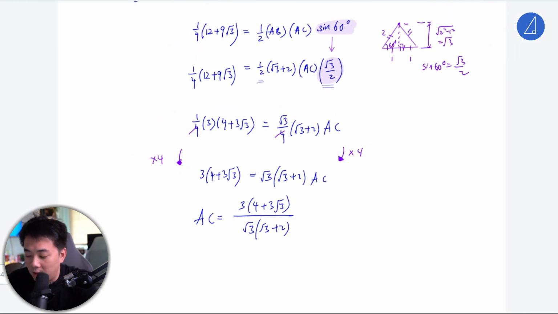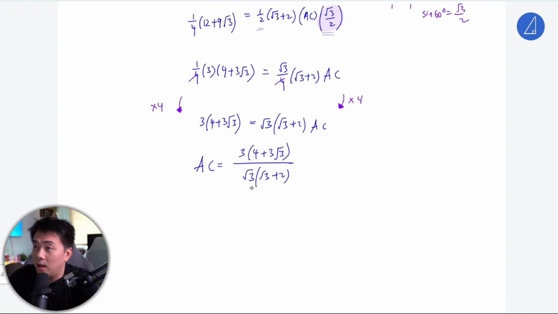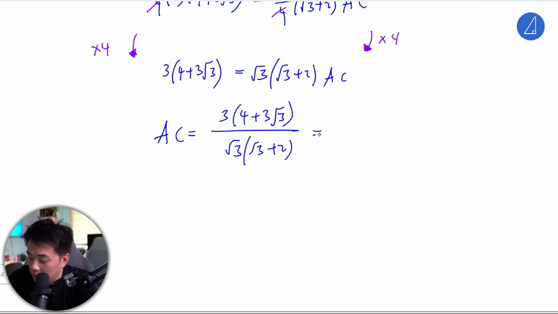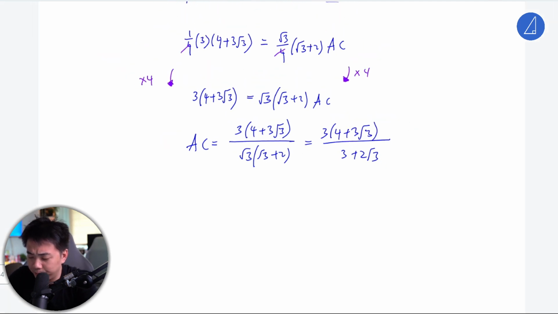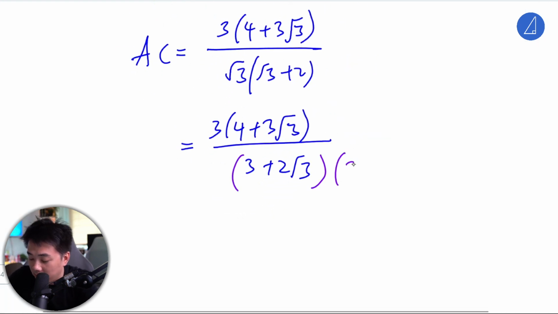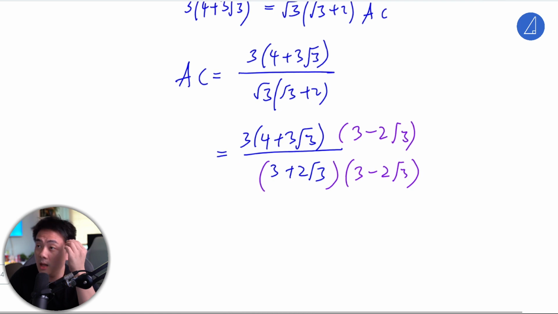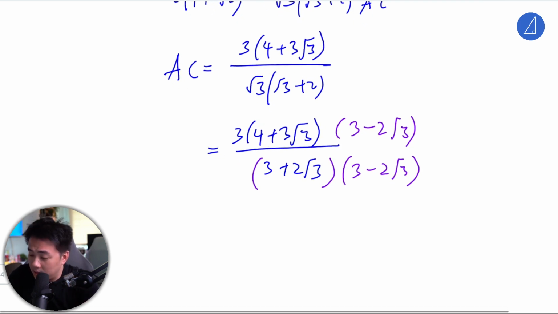Okay, so we can rationalize the denominator. How do we do that? Maybe we expand it first. Root 3 times root 3 will be 3, plus 2 root 3. The numerator is 3 (4 plus 3 root 3). After which, to rationalize it, we need to multiply by its conjugate surd, right? So just multiply this by 3 minus 2 root 3, both top and bottom.